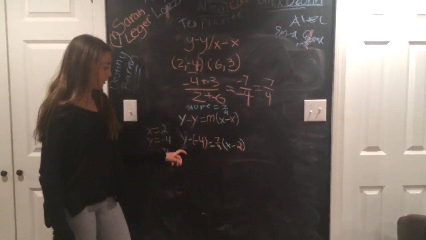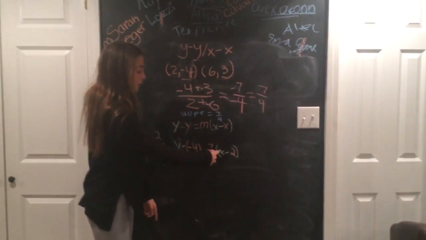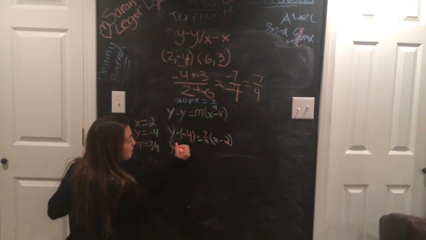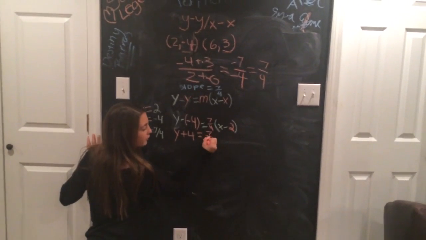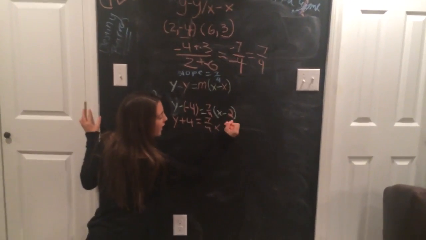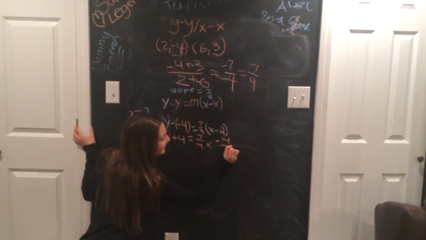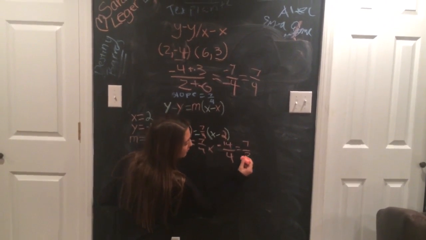So this is our step to distribute. You're going to distribute the m value, or 7 over 4, to the values in the parentheses. So you will have y plus 4 equals 7 over 4 x minus 14 over 4. And to simplify that, it will be 7 over 2.